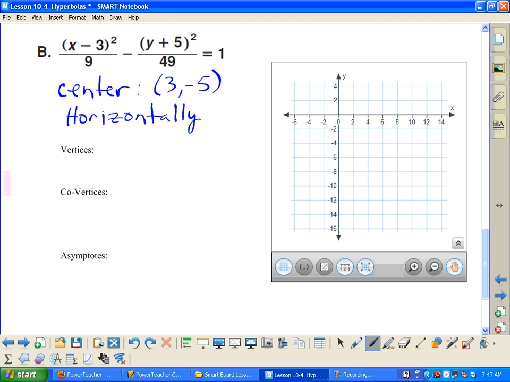So, vertices then. Well, first of all, the value of a. A in this case is going to be 3, square root of 9, because that's under the x, which is positive. Value of b is 7, okay, under the y. So I'm going to go ahead and graph those points. So I start with the center. The center is at 3, -5. All right, and then I'm going to go, a is 3, it opens horizontally, so I'm going to go 3 to the left and 3 to the right. And b is vertical change, so I'm going to go up 7 and down 7.